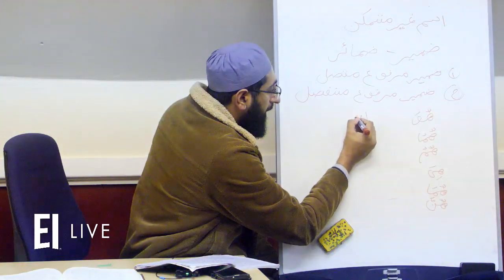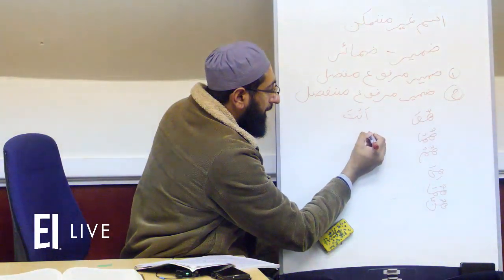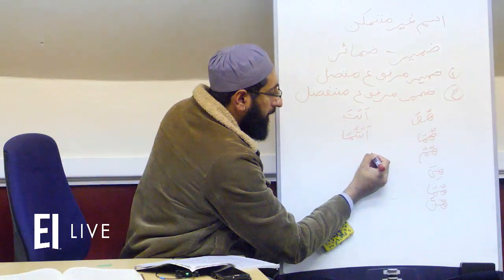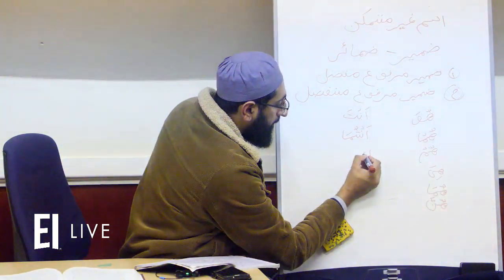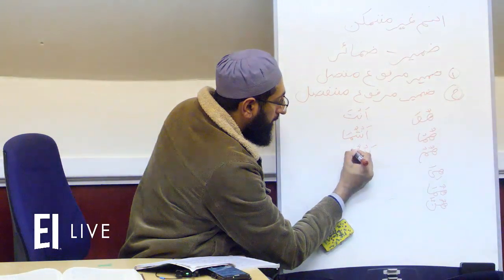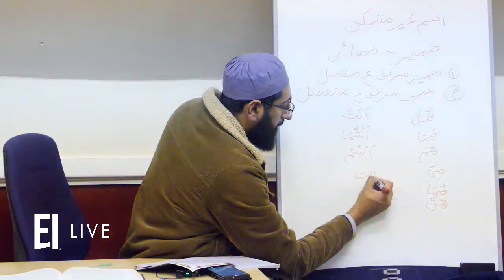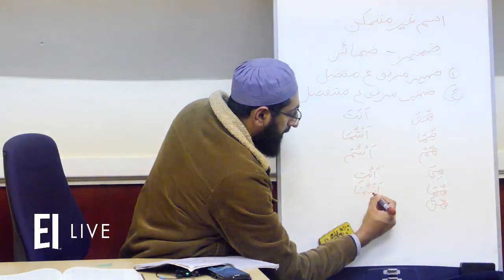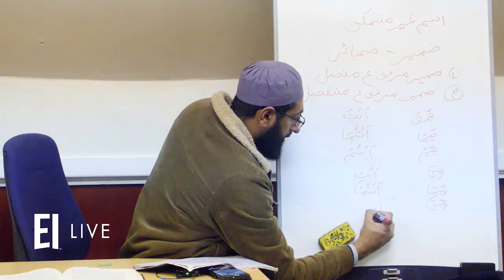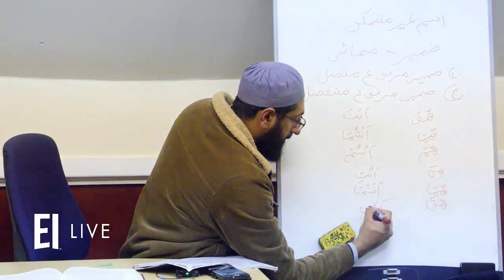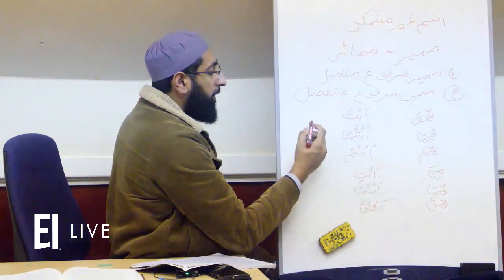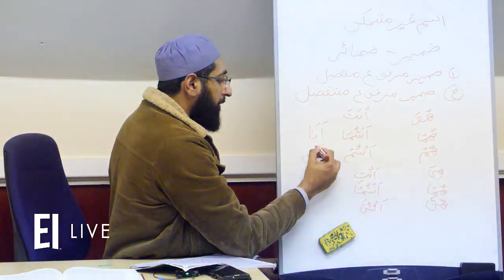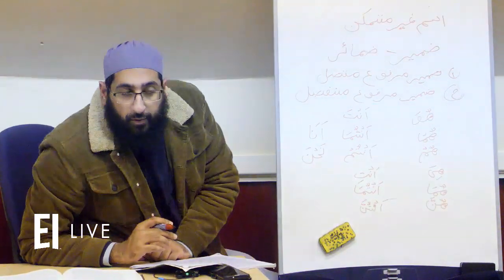Anta, I nearly forgot it, eh? Anta, antuma, antum, anti, antuma, antunna. Sorry, I wrote that bit weird. And then the last two, ana, nahnu. Okay? There you go.